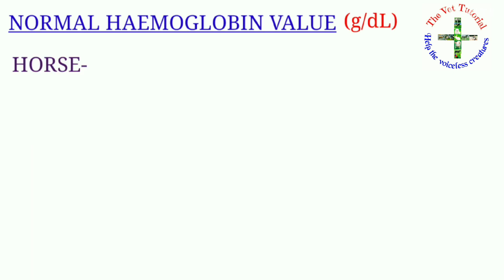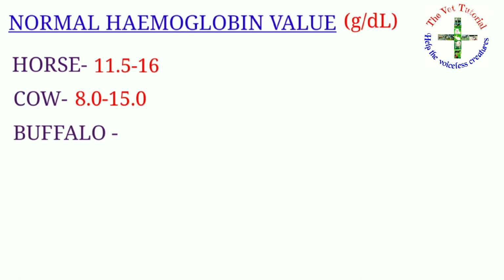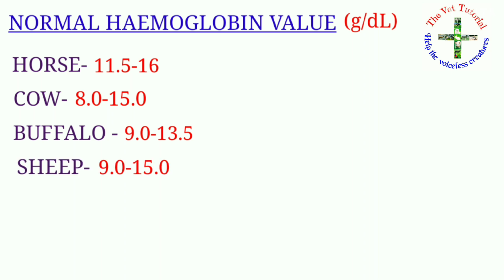Firstly, for horse 11.5 to 16 gram per dl. Then for cow 8 to 15 gram per dl. Then buffaloes 9 to 13.5 gram per dl. Then for sheep 9 to 15 gram per dl. Then for goat 8 to 12 gram per dl.